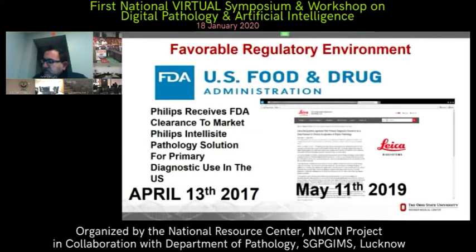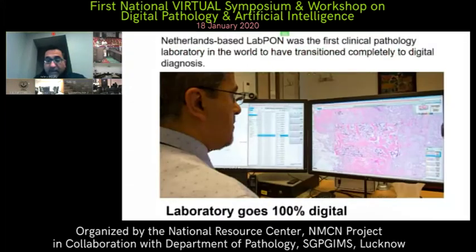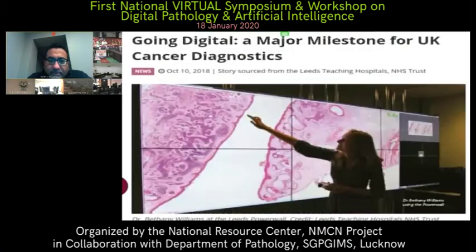There are some labs around the world which have gone 100% digital. This is LabPon, which was the first clinical lab in the world to have transitioned completely to digital diagnosis. Here you can see a pathologist with no microscope reviewing a case on a monitor. My office, my workflow looks very similar to that. In the UK, there are hospitals which are also going digital. This is a hospital in Leeds, a teaching hospital, which has now gone digital.